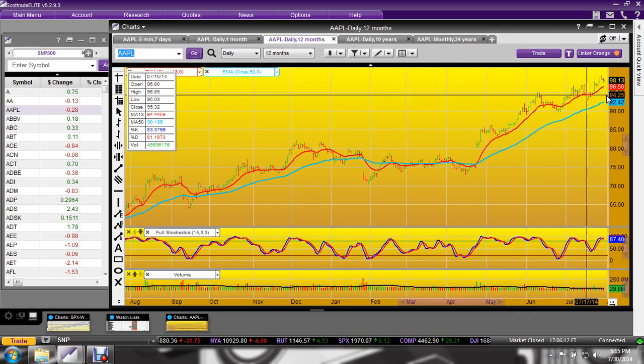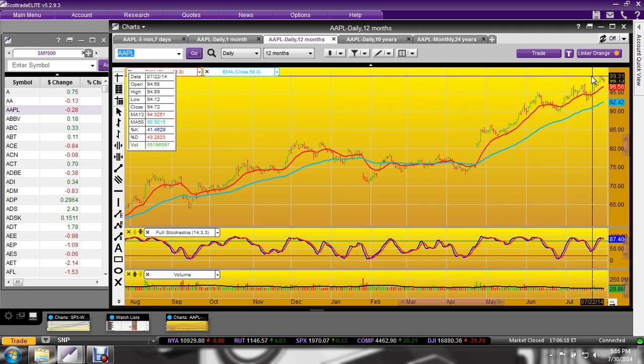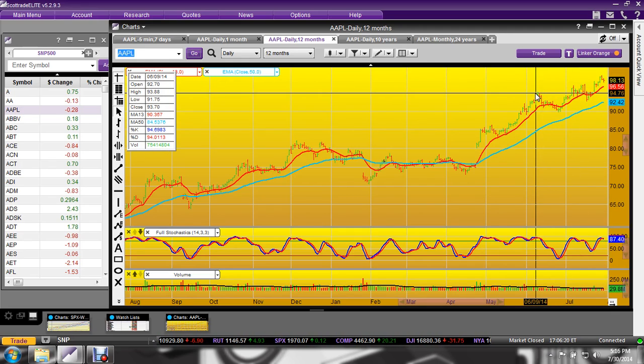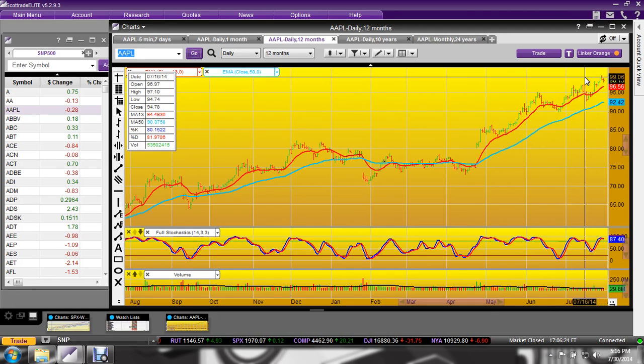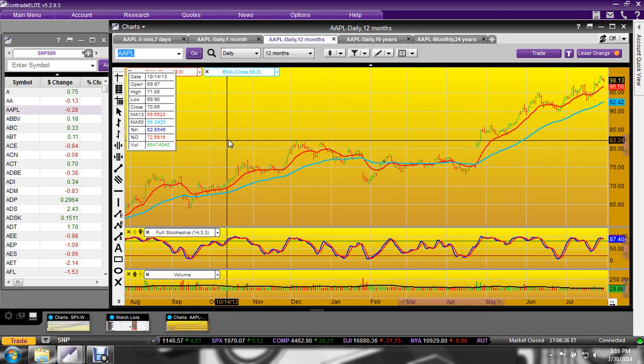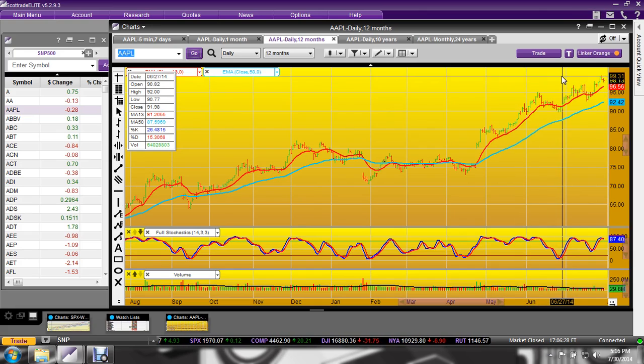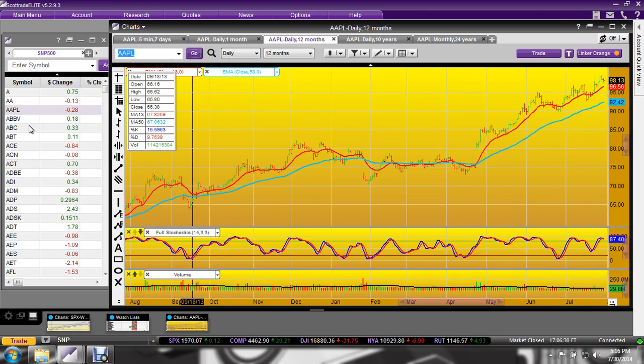Now Apple had another very good earnings report right here, but it didn't get the stock going again. Now this appears to be somewhat of a rounding pattern as it comes into that all-time high. Whether Apple can break above that all-time high or not is to be seen yet.